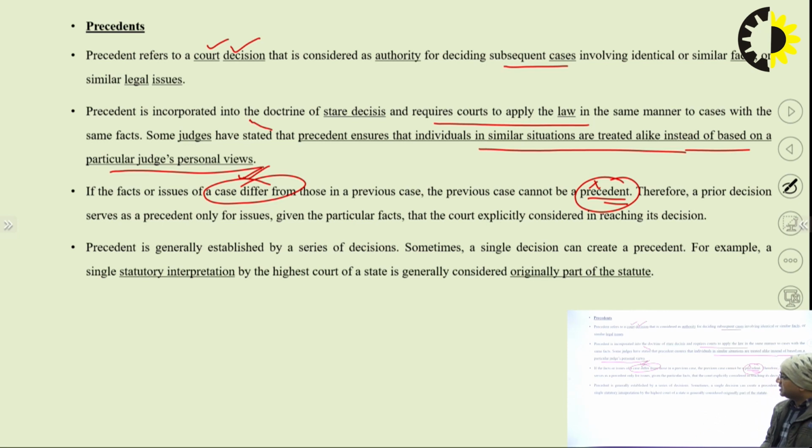And precedent is generally established by a series of decisions, and sometimes a single decision can also create a precedent. It is not necessary that several cases have taken place and after that we realize that we need to make a precedent from those judgments. Even if a single case has taken place and a particular decision is given, there is a possibility that the decision may act as a precedent for subsequent cases as well.